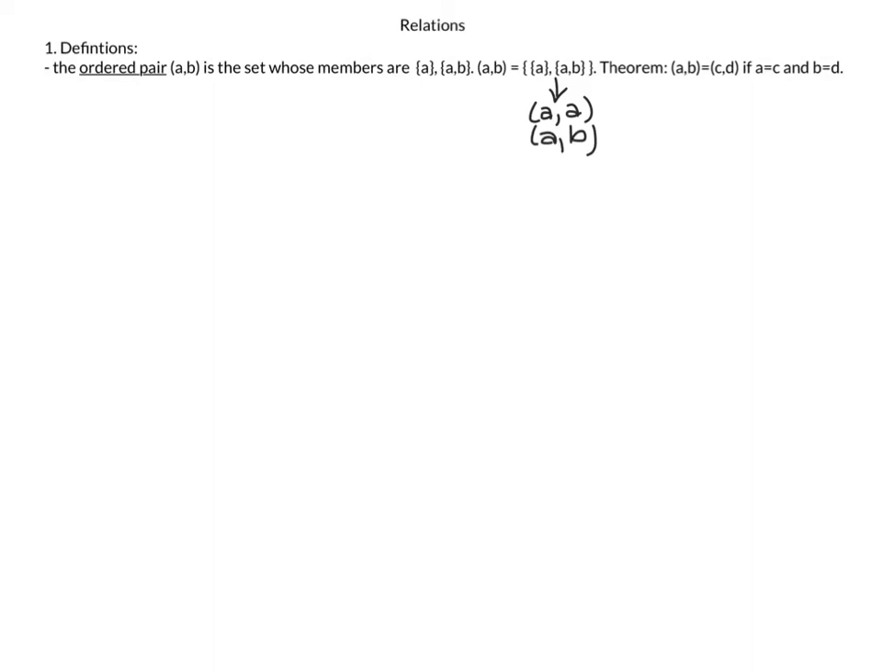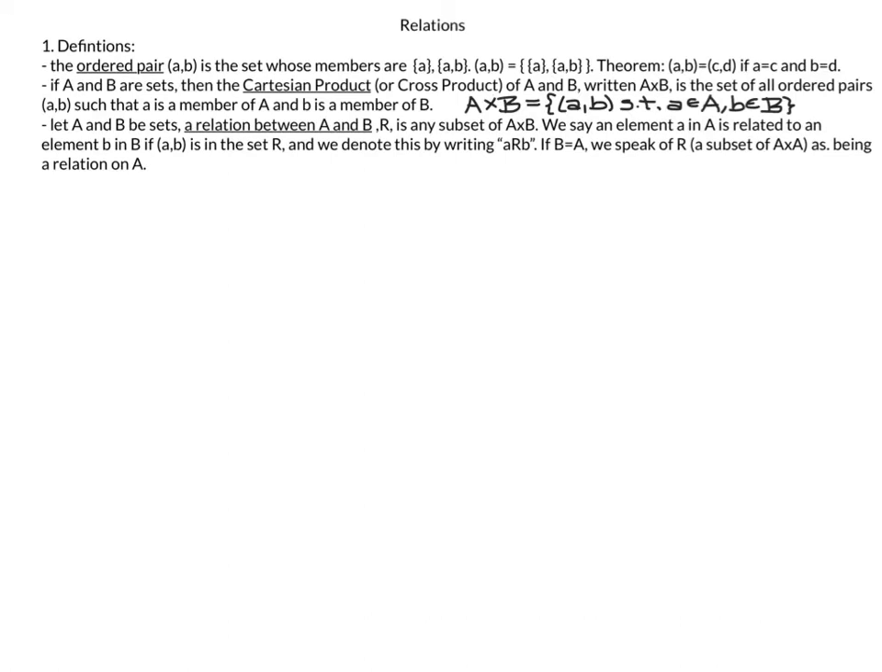Written out, your first element is from this set, {a}. So your first element has to be a. But your second element comes from this set {a, b}. So it either can be the same element as your first element, or it can be a different element. And there's a theorem that says that ordered pairs are equal if the first element is equal and the second element is equal. I have 2 more definitions, and then we'll do some examples.